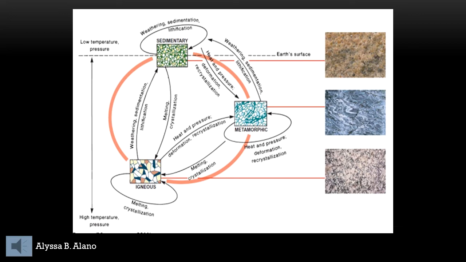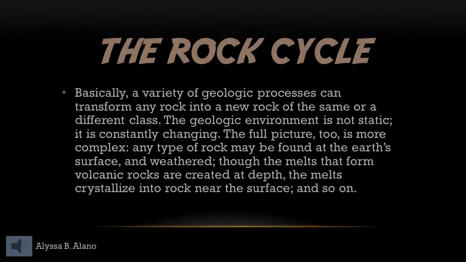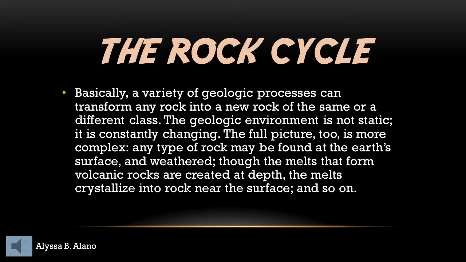It also shows that temperature and pressure affects certain rock formation. And basically, a variety of geologic processes can transform any rock into new rock of the same or different class. The geologic environment is not static, it is constantly changing, as the same as the illustration. Any type of rock may be found at the Earth's surface and weathered, though the melts that form volcanic rocks are created at depth. The melts crystallize into rock near the surface and so on.